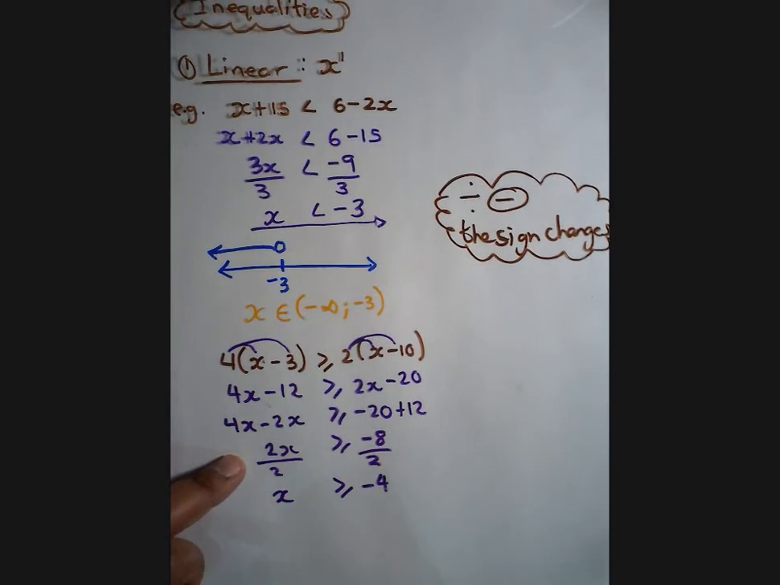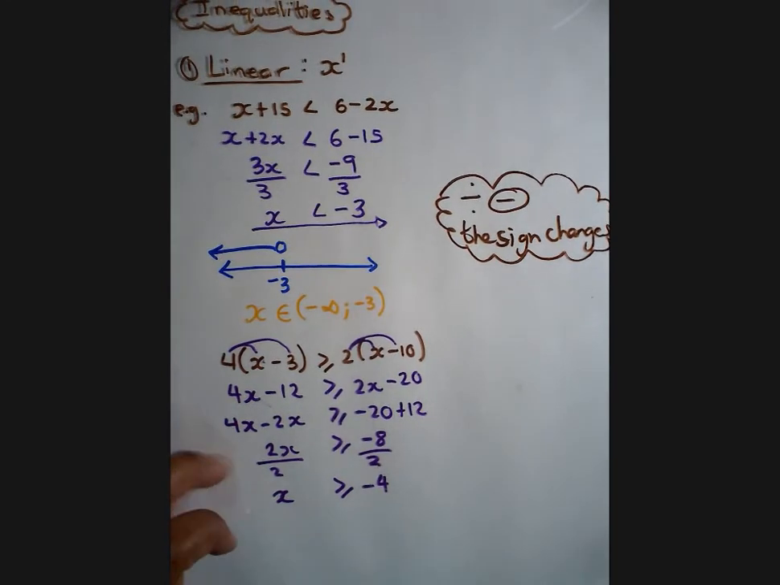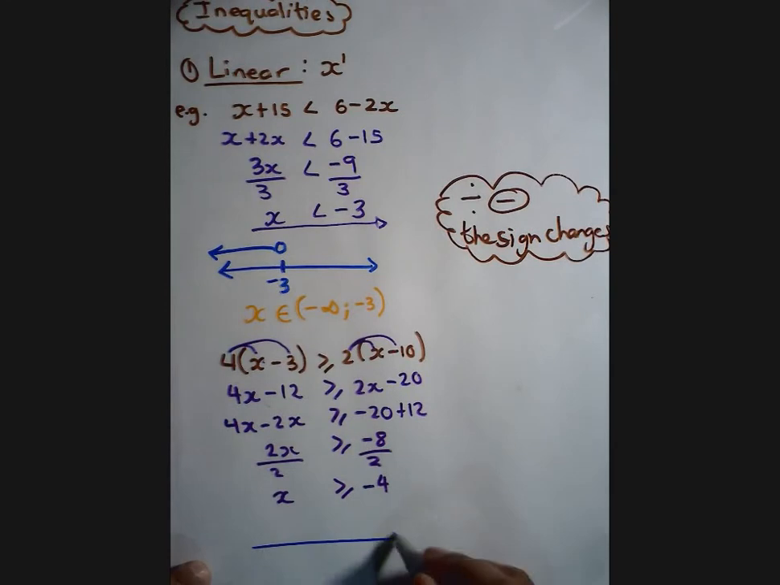Now if I have to show this, this is called set builder notation. If I have to show this graphically, then I would have had my number line like this. I would have negative 4. I would have a colored in circle because it's equal to, and I'll have it towards the right hand side.